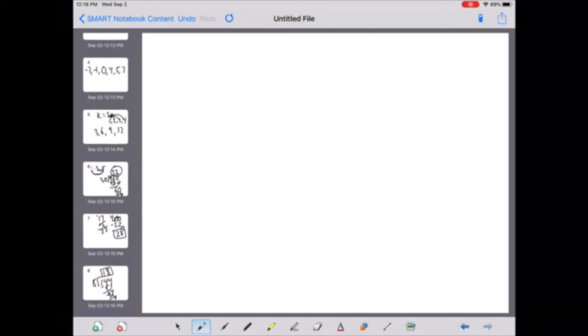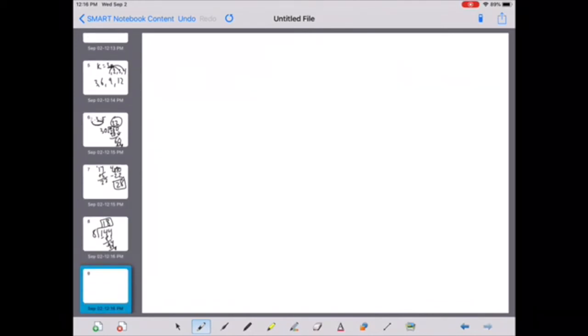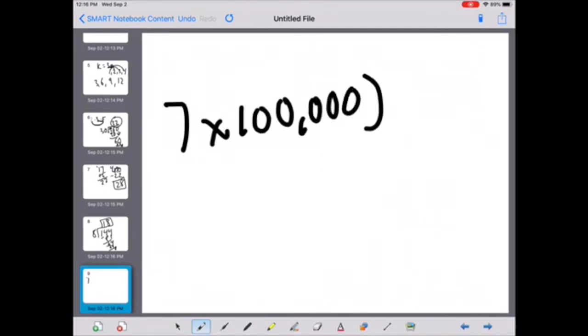Backside of your answer key, number 16. 16 says write this in expanded form. I have 7. It's in the hundred thousands position, so you might have just went this way. Or you might have said how many zeros or how many digits are after that 7. 5, 0, 0, 0, 0. I counted 5, so my number has 5 zeros in it.